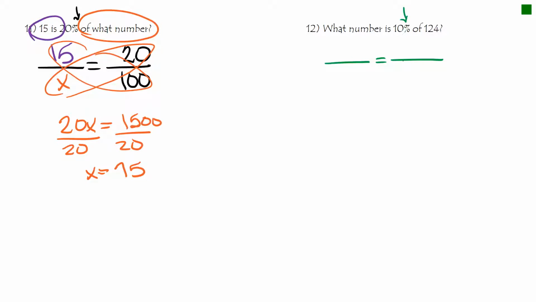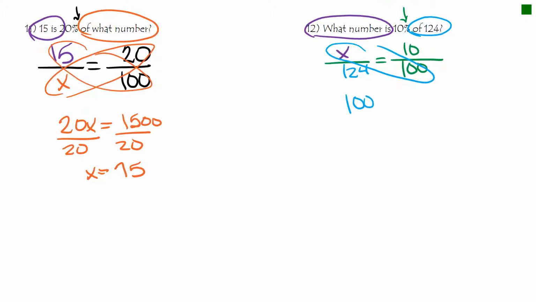I'm going to set up a proportion. I see the percent, so I'm going to put 100, and it is 10%. What number is? My is my x. Of 124 goes down here. I'm going to cross multiply. 100x equals 1,240. No plus sign, so I'm just going to divide by 100. X is going to equal 12.4. That's okay. That's a pretty decimal. We're allowed that. Is it a percent? Nope. It says what number, so we are done.